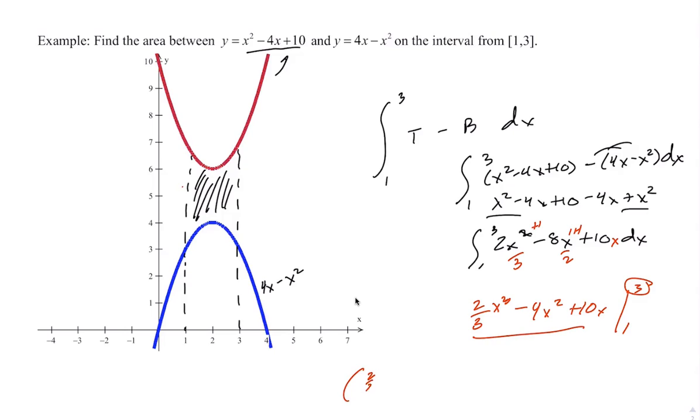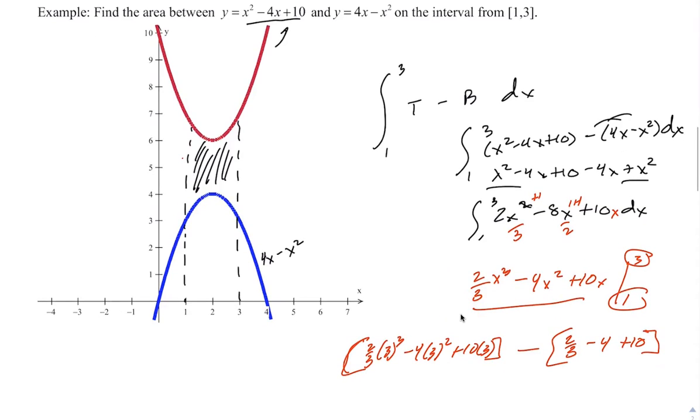So 2/3 times 3 cubed minus 4 times 3 squared plus 10 times 3, minus plug 1 into all of it. 2/3 minus 4 plus 10. Now you go through all the algebra to figure out what that is. And I believe it's, if I did it earlier, 16 over 3.